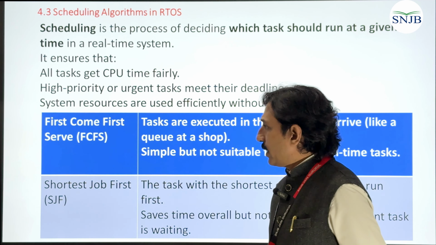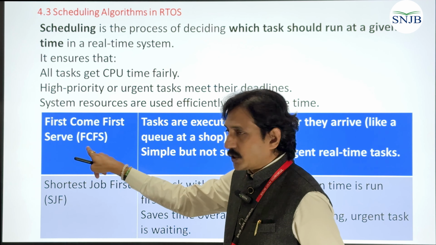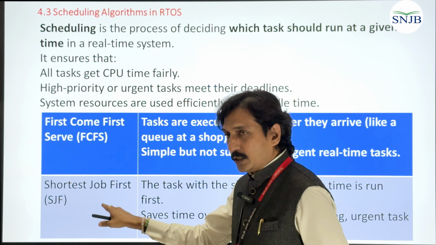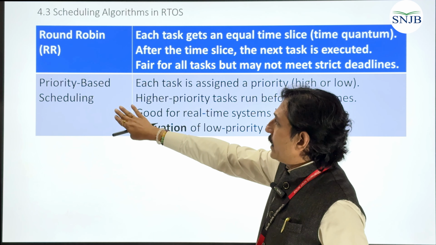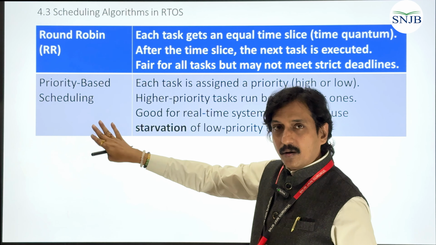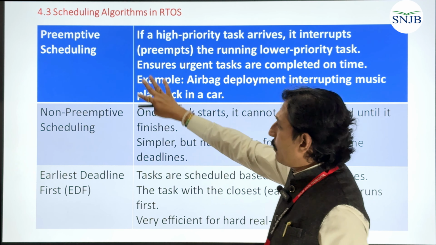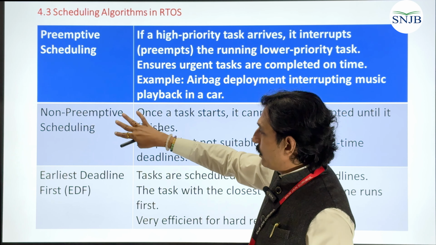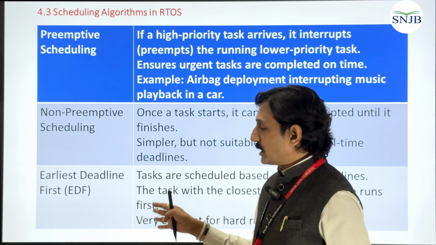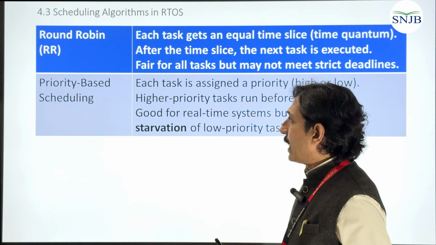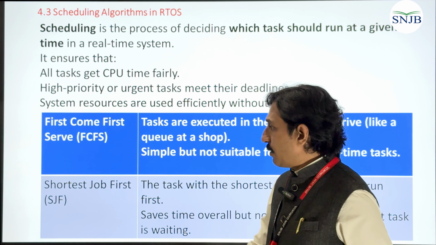As far as algorithms are concerned, in our syllabus we have first come first serve, then shortest job first, round robin, and priority based scheduling. These are the four scheduling algorithms. Besides these, we have preemptive scheduling, non-preemptive scheduling, and earliest deadline first. These three. So in total, we have seven algorithms in our syllabus. We start with the first come first serve algorithm.